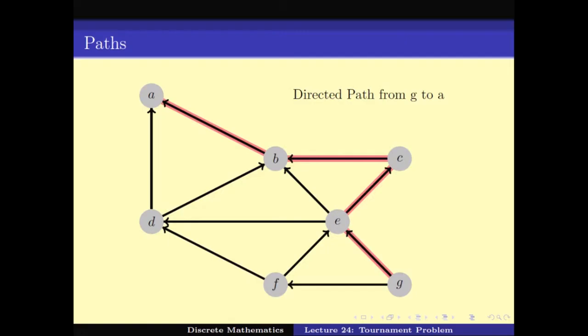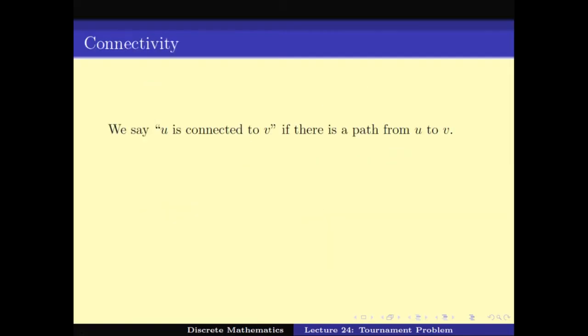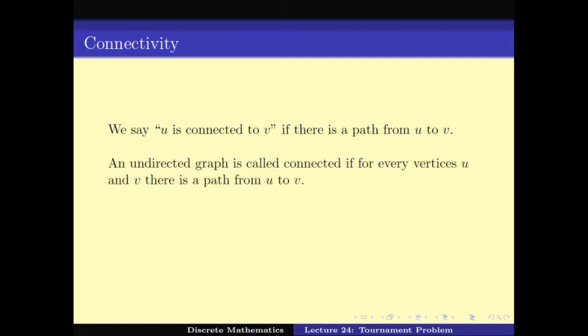Now this also helps us define the next big concept, which is called connectivity. We say U is connected to V if there is a path from U to V. If the graph is directed, it means a directed path from U to V. In an undirected graph, since there is no one-way direction, you can see for yourself that if there is a path from U to V, then there is a path from V to U. And if in a graph any two vertices can be reached from one to the other, then we call that graph a connected graph. Okay?